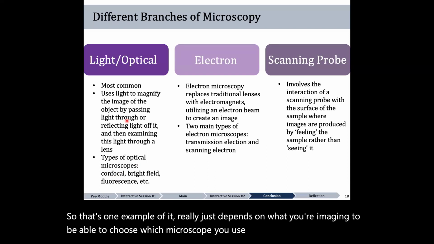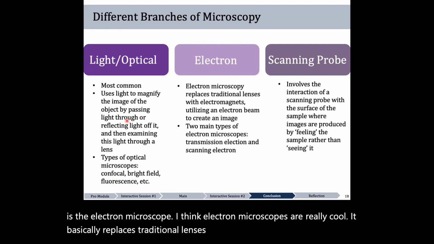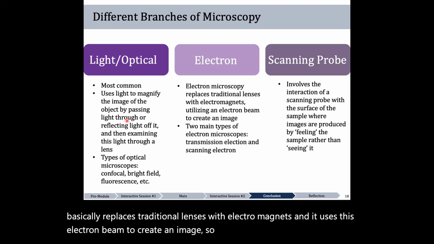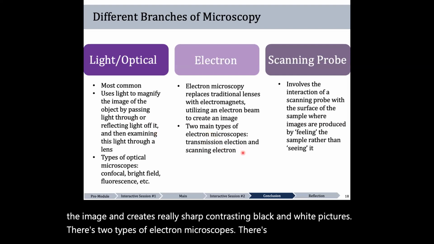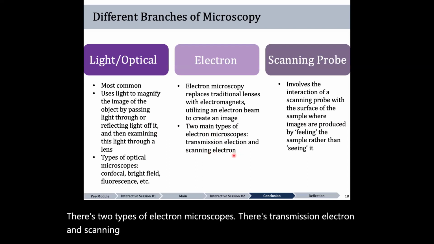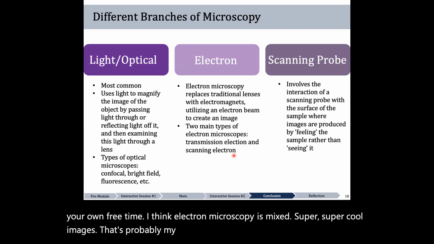Another type of microscope is the electron microscope. I think electron microscopes are really cool. It basically replaces traditional lenses with electromagnets, and it uses an electron beam to create an image. The electrons basically bounce off of the sample and create really sharp, contrasting black and white pictures. There are two types of electron microscopes: transmission electron and scanning electron. Go ahead and look up pictures of them in your own free time. I think electron microscopy makes super cool images. It's probably my favorite out of any microscopy images.